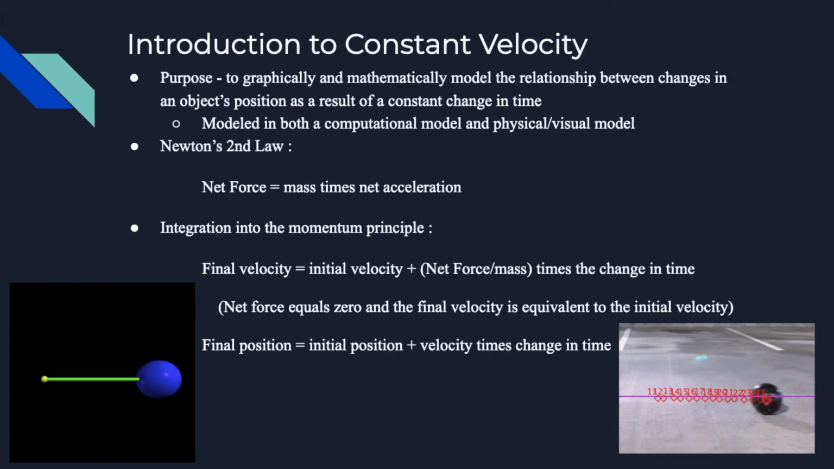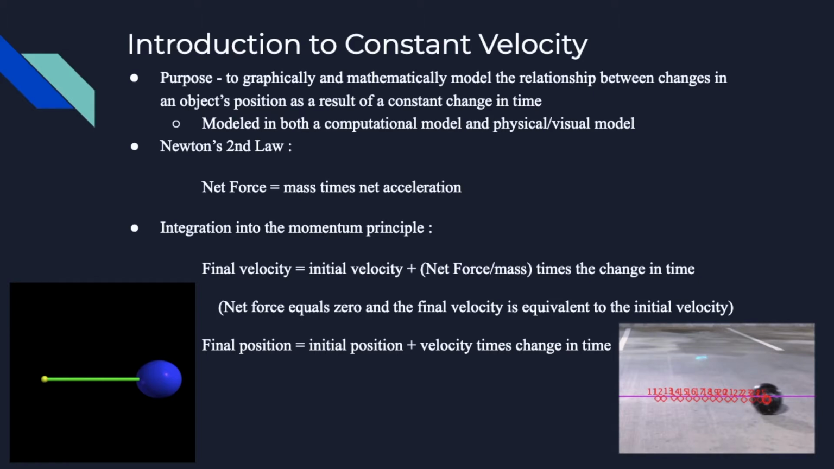The purpose of this experiment is to graphically and mathematically model a relationship between the changes in an object's position as a result of a constant change in time. This is going to be modeled in both a computer model and a physical model. The physical model being a ball rolling down, and then the computer model being through GlowScript.